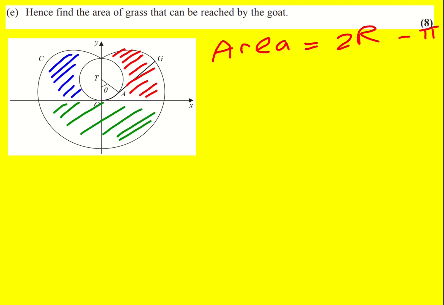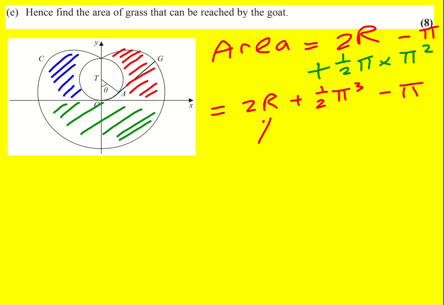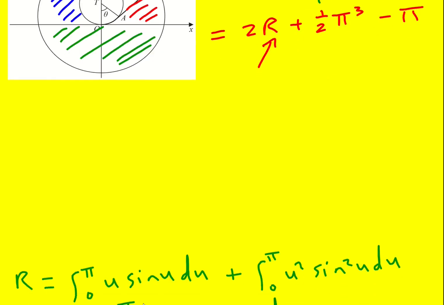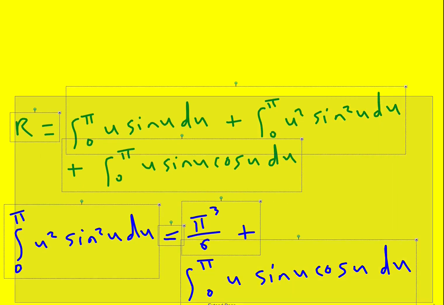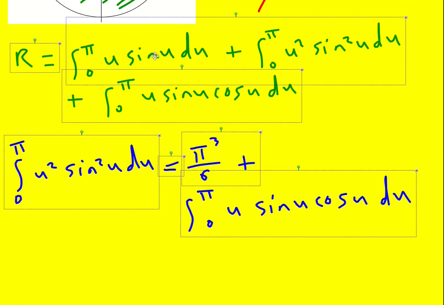And then add on this green area, which is going to be a half of a semicircle. So it's a half pi times the radius squared. But the radius here is pi. So it's going to be this. And I'll just write that out again. So it's going to be 2r plus a half pi cubed minus pi. And this is what we need to focus on, finding r. Now, from previous, we had that r was equal to this, and we had one of the integrals.